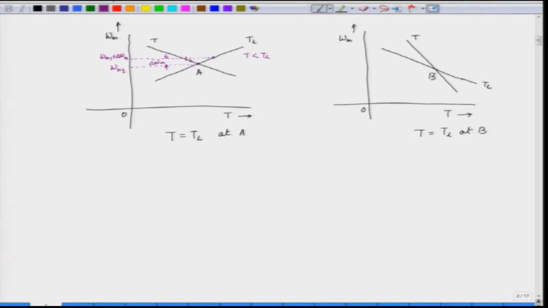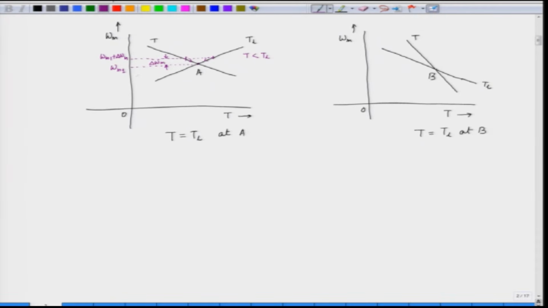It means load torque is more, motor torque is less. So, there is a tendency for the speed to decrease, because the load will bring the speed down. The load is more, the motor which is driving the load is less. So, the load will try to bring the speed down. So, the speed will come down and this will again reach this equilibrium point here.